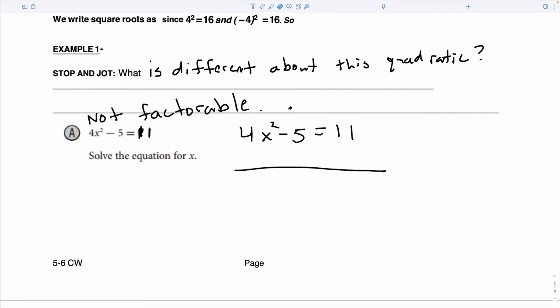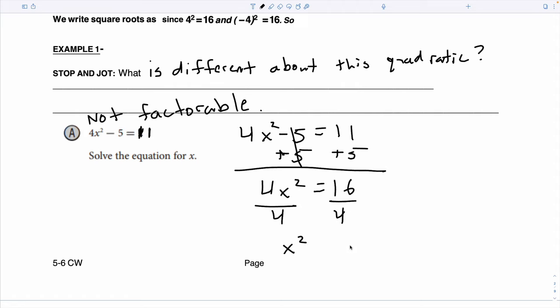I have 4x squared minus 5 equals 11. Because I know that I cannot make this work, I'm going to do something called taking the square root. My goal is to move everything to the right side until I have an x squared on the left. I'm going to move everything kind of like I'm solving an equation. 4x squared equals 16. Last step to get x squared by itself is to divide by 4.